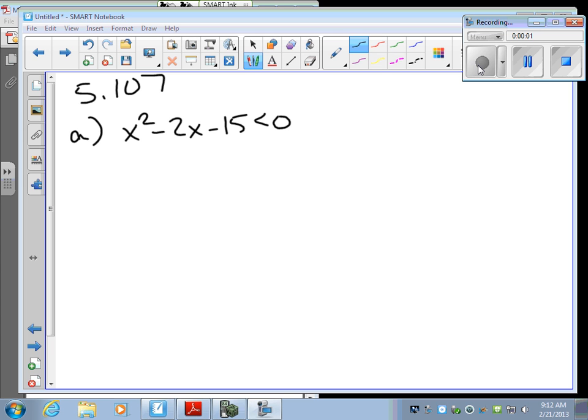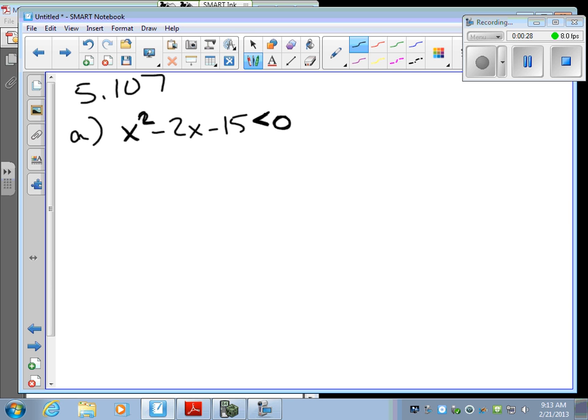The next problem in your mid-quarter 3 packet is problem number 5, which is asking you to solve the closure problem 5107. Now in this problem, if this were an equals, then you would just factor it and set each factor equal to 0, but it's not. It's saying that this quadratic is actually less than 0.